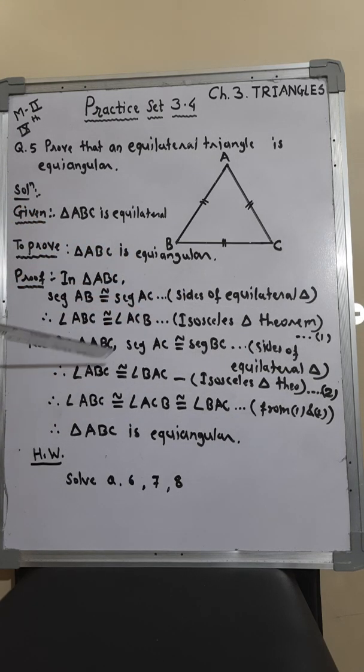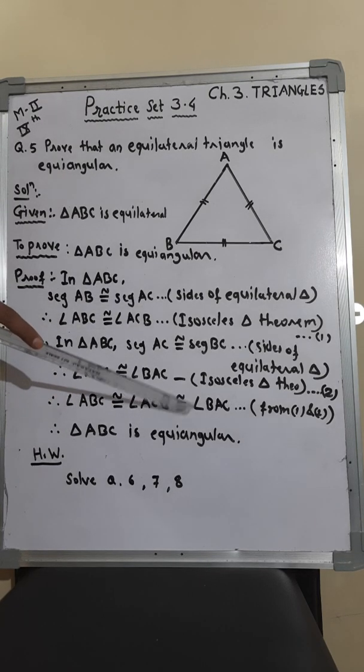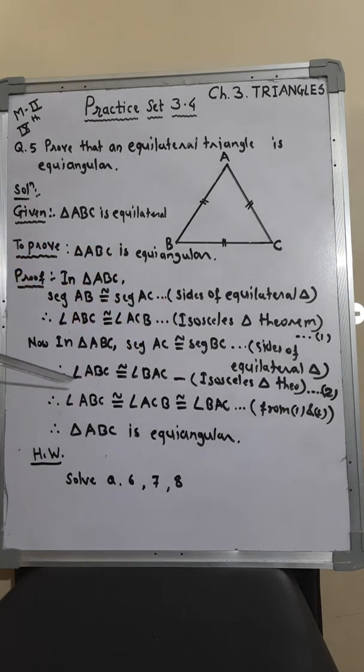Therefore, from 1 and 2, again observe these two statements, 1 and 2. Angle ABC is congruent to angle ACB. Angle ABC is congruent to angle BAC. Therefore, angle ABC is congruent to ACB is congruent to angle BAC. From 1 and 2 you can write this. This we have to prove here. All three angles are equal. Therefore, triangle ABC is equiangular. In this way you have to write this proof of this problem.